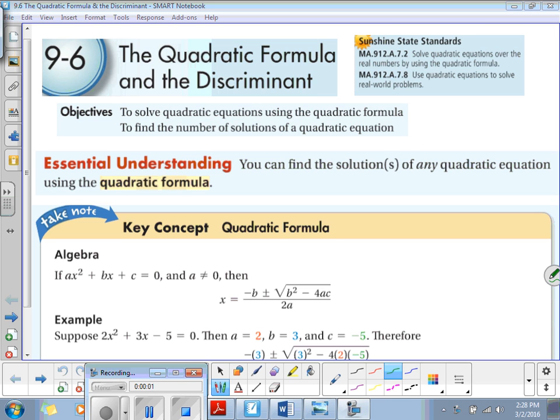Six is the quadratic formula and the discriminant. Today you are going to solve quadratic equations using the quadratic formula, and you're going to find the number of solutions of a quadratic equation.